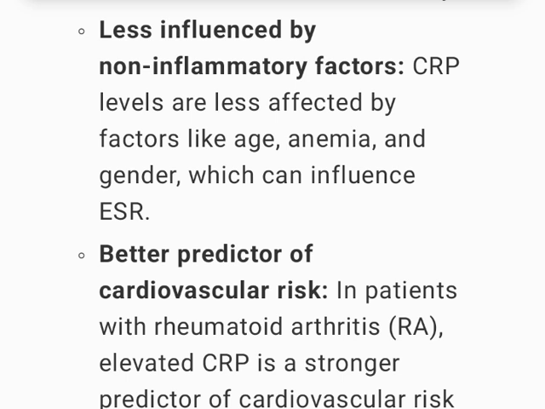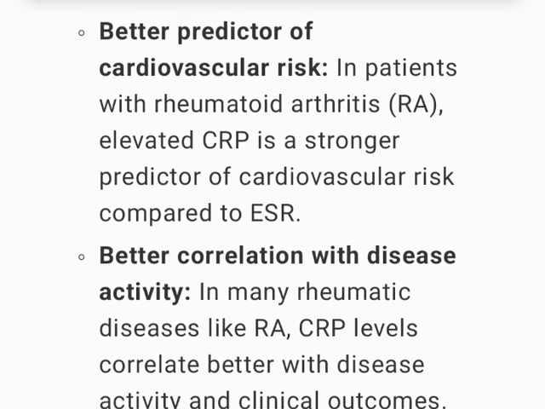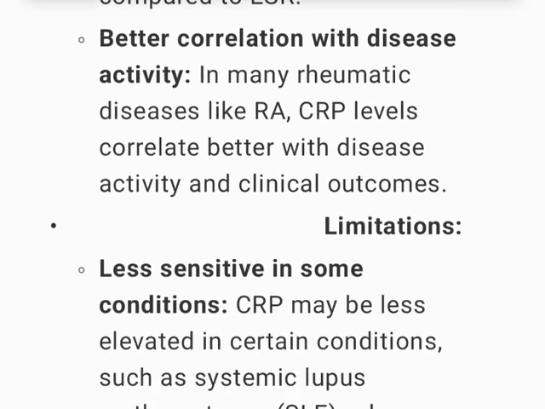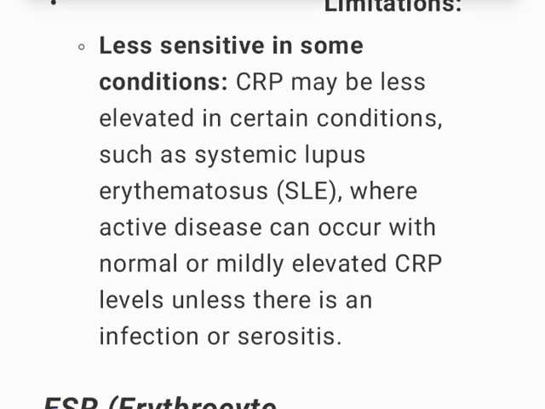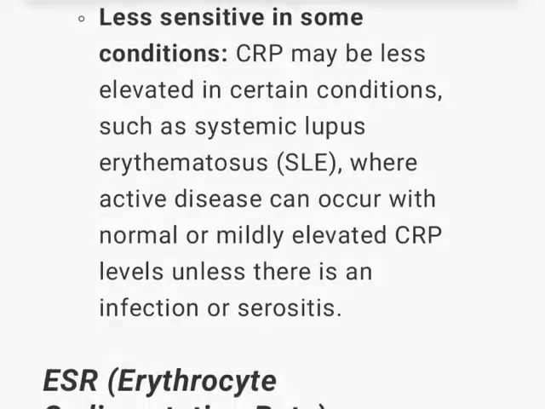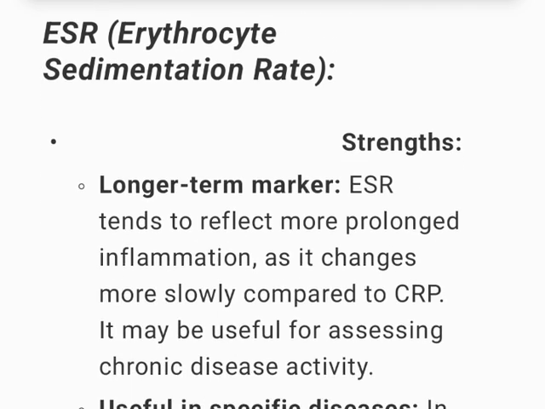In patients with rheumatoid arthritis, RA, elevated CRP is a stronger predictor of cardiovascular risk compared to ESR. Better correlation with disease activity. In many rheumatic diseases like RA, CRP levels correlate better with disease activity and clinical outcomes. Limitations. Less sensitive in some conditions. CRP may be less elevated in certain conditions, such as systemic lupus erythematosus, SLE, where active disease can occur with normal or mildly elevated CRP levels unless there is an infection or serositis.